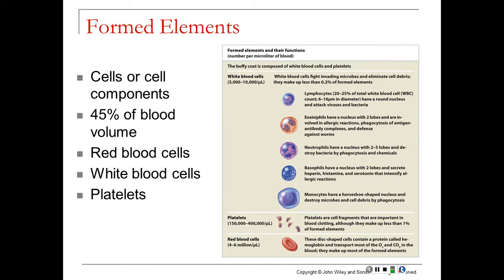The majority of the formed elements in our blood are the red blood cells. They're disc-shaped. They have a protein called hemoglobin, and they transport the oxygen and carbon dioxide to and from the tissues.